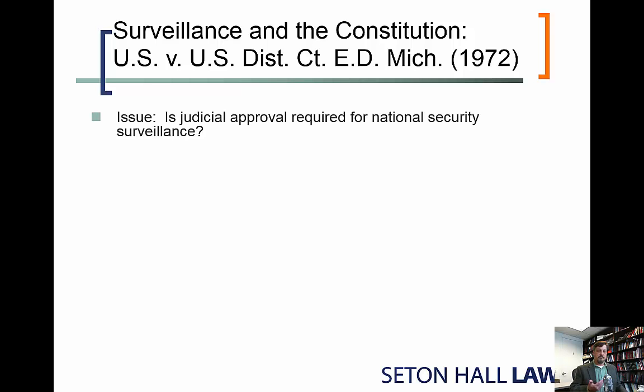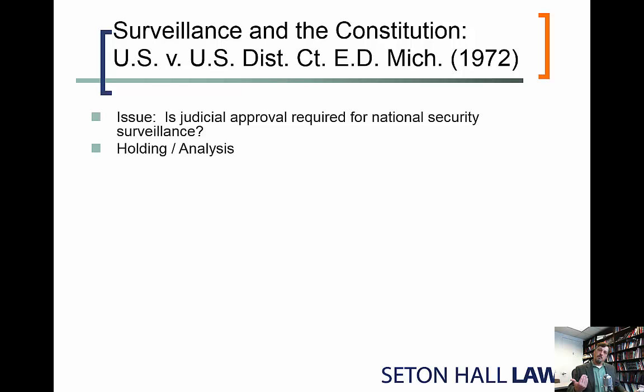So this case eventually finds its way up to the Supreme Court, and you can frame the issue as whether there is judicial approval required for national security surveillance. And I should really have added to this slide national security surveillance that involves the surveillance of U.S. citizens. Because, of course, if it's simply a surveillance of foreign citizens, the foreign citizens don't have the same rights as U.S. citizens under our Constitution, and there's a different set of rules that would apply, really international law rules.